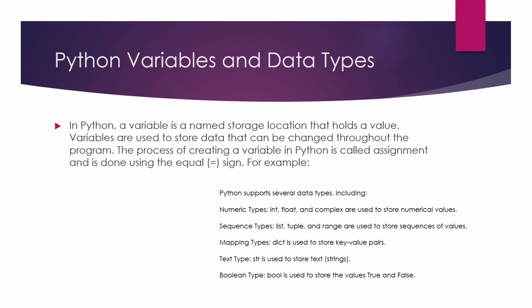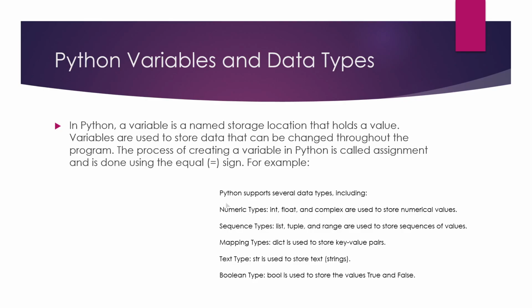Okay. Now we're gonna learn about Python variables and data types. In Python, a variable is a named storage location that holds a value. Variables are used to store data that can be changed throughout the program. The process of creating a variable in Python is called assignment and is done using the equal sign. You can see some examples.